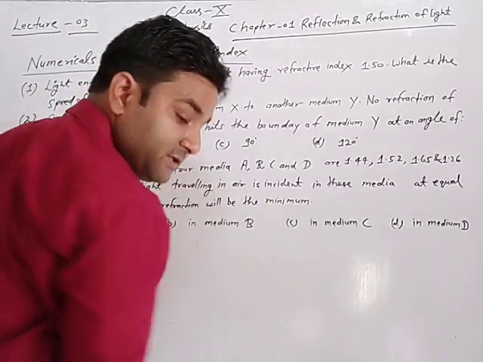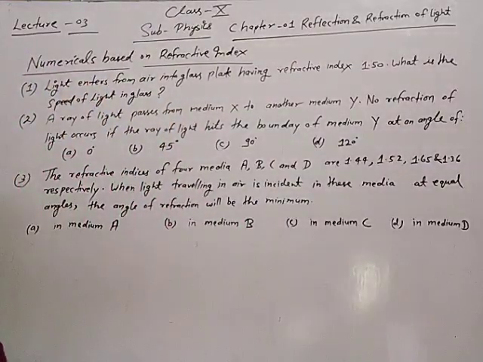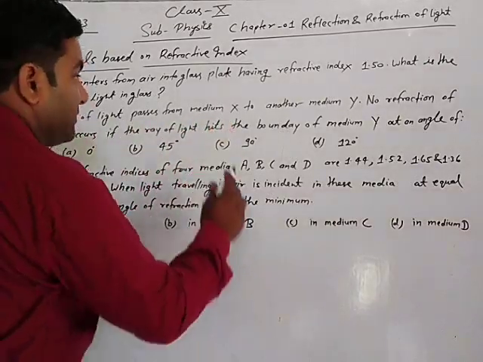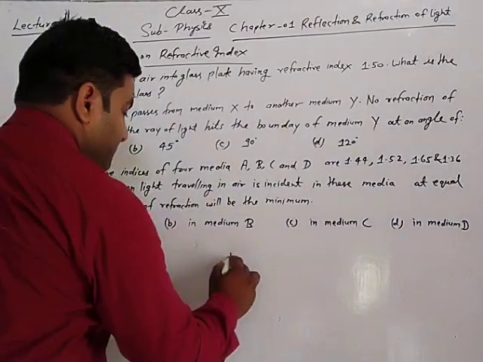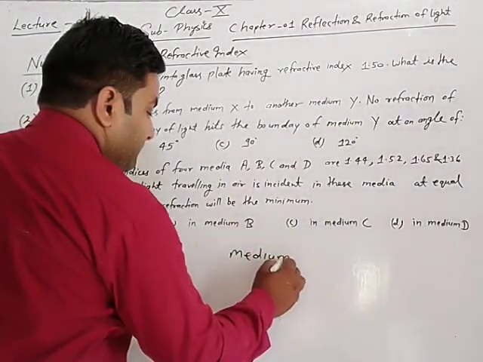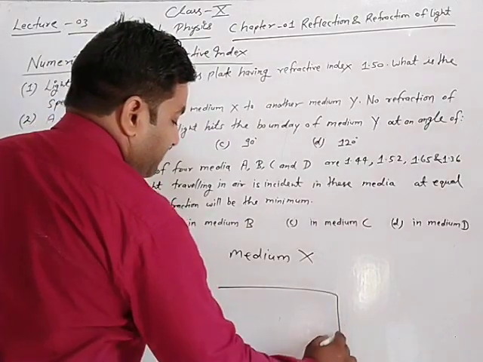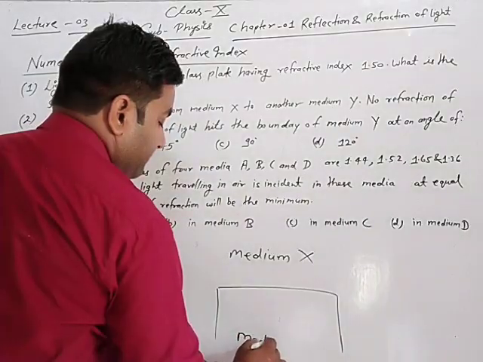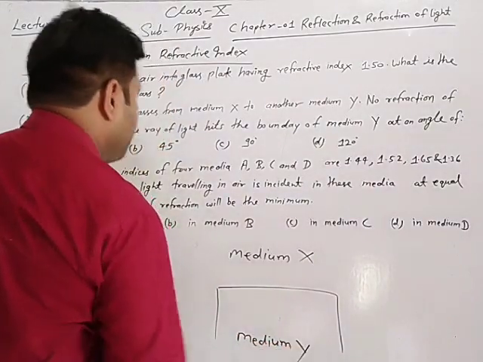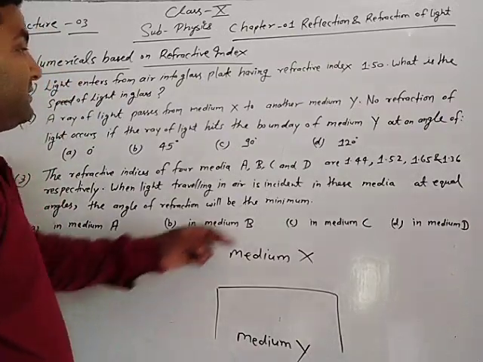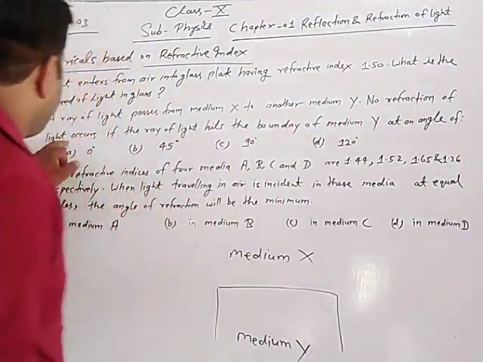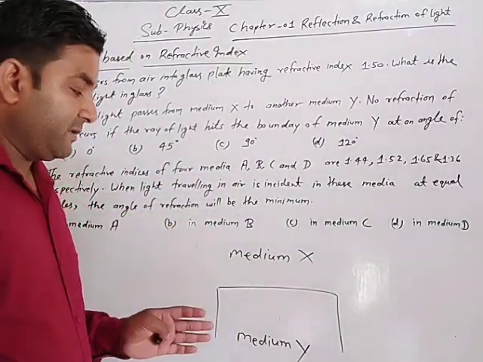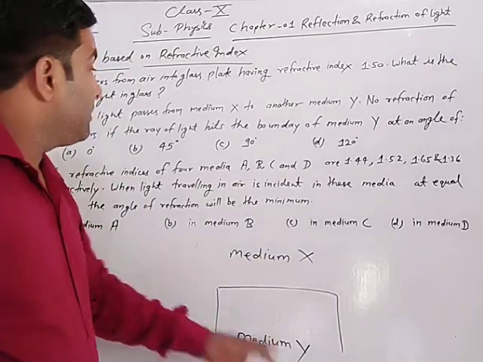Second numerical, see what is given. A ray of light passes from medium X. Suppose medium X and medium Y. This is medium X, and this one, having a boundary, is medium Y. And what is given further? No refraction of light occurs. It means the light ray goes from one medium to another medium, but the condition is that there will be no refraction.